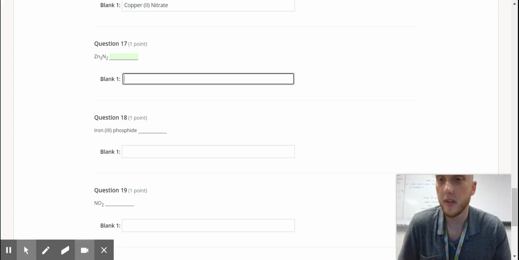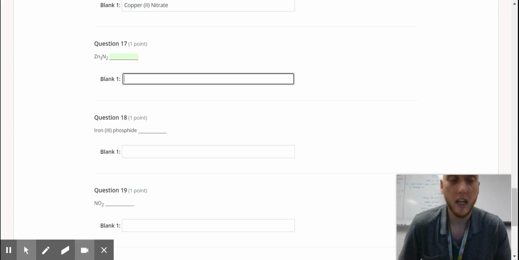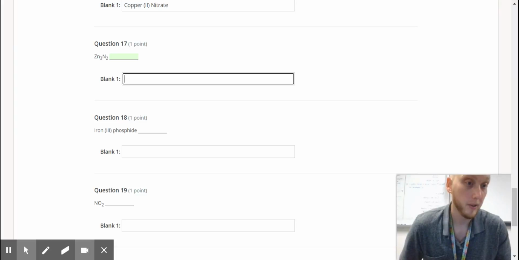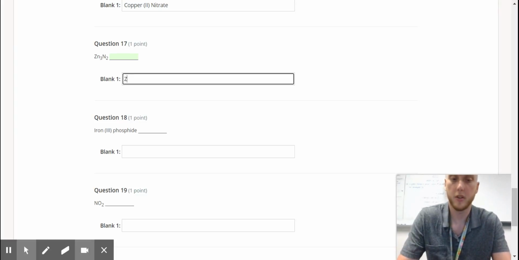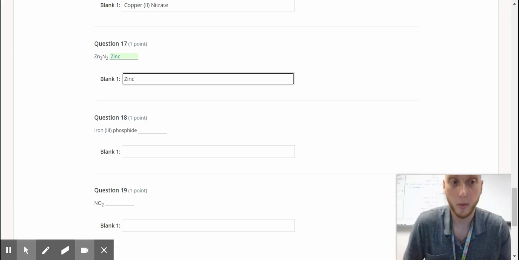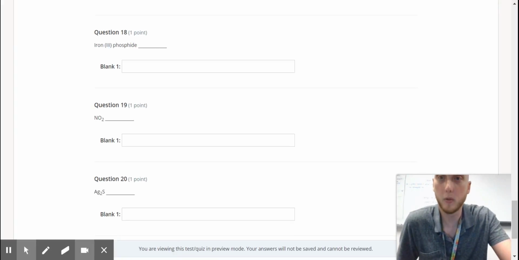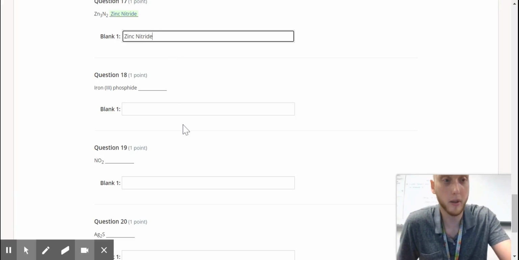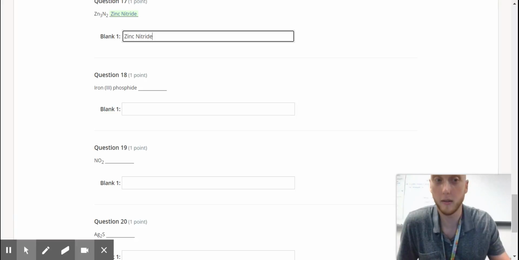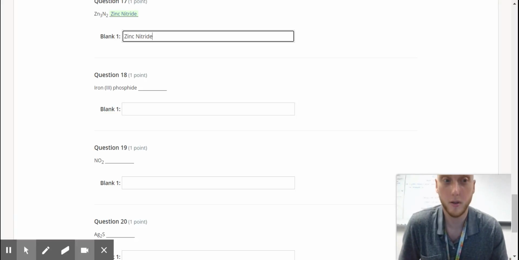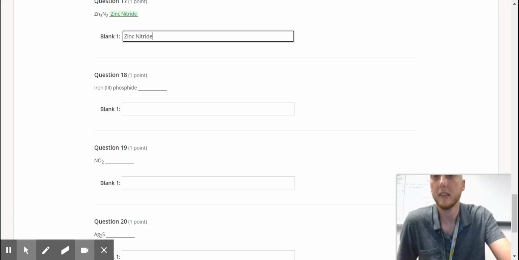Here we have Zn3N2. Zinc's a metal, so we know it's ionic. So we can just simply write out the name of the metal. And while zinc is a transition metal, remember it's one of the fancy ones that doesn't need the stock system. And then nitride. A lot of people wrote nitrite here. Remember, that's a polyatomic, so that would require something on our list. N is just nitrogen with the ending changed.